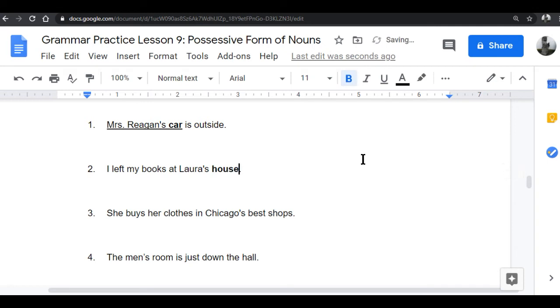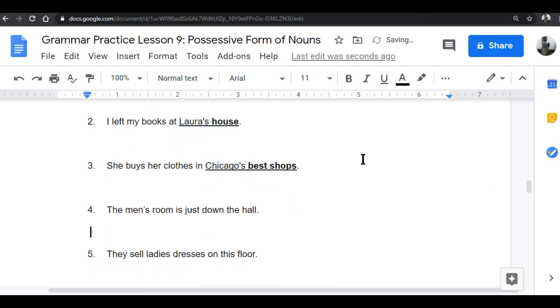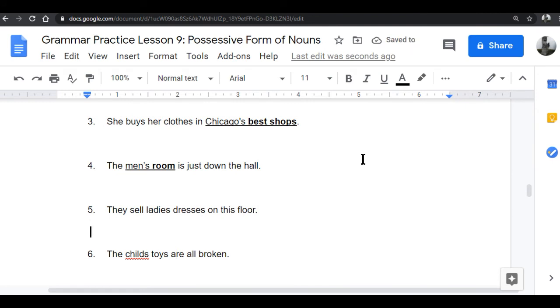I left what? My books at Laura's house. Laura has a house, so I mean Laura's house. And 3, she buys her clothes in Chicago's best shops. Chicago's best shops. And 4, the men's room is just down the hall. The room. The men's room. Cool. Now number 5. They sell ladies' dresses on this floor. What do they sell? Ladies' dresses. Apostrophe, huh? Plural. Here, dresses. Ladies' dresses on this floor.